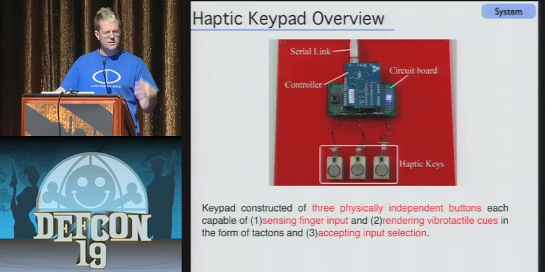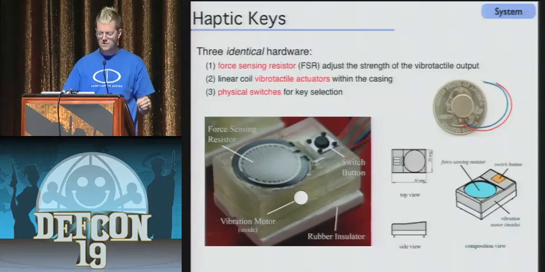Quite simple hardware. There's an Arduino that does all the work. And then the haptic keys each have a vibrotactile element and a sensing element. So here's what the keys look like closer. There's a force sensing resistor for adjusting the output of the vibrotactile element. And there's a switch for registering a key press. And then the actual vibrotactile motor that makes the vibration.